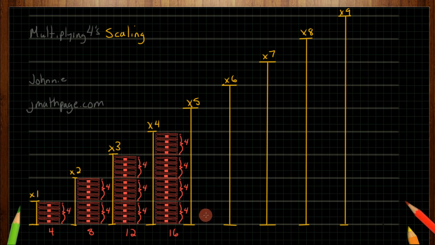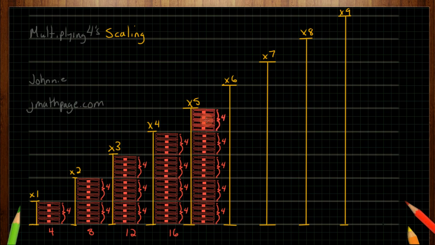Okay, now we need to stack them 5 high. So 5 stacks of 4 boxes. 1, 2, 3, 4, 5 stacks of 4 boxes. Okay, how many boxes is that? Let's see, 4 and 4 is 8, and 4 is 12, and 4 is 16, and 4 more give us 20 boxes altogether. 5 times as many boxes here as here.